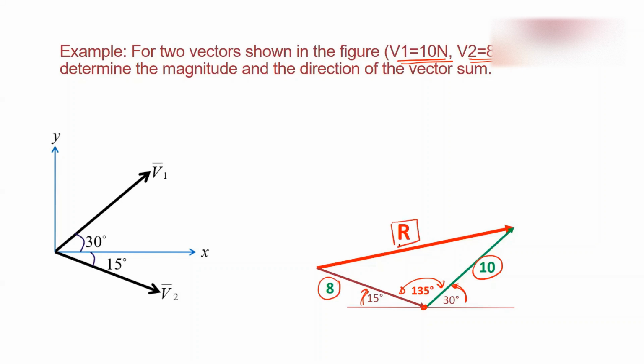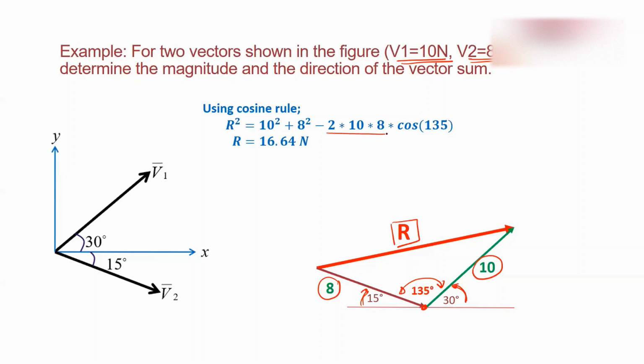If I write the cosine rule to find R, I can write R squared is equal to 10 squared plus 8 squared minus 2 times 10 times 8 cos 135. When I solve this, I get 16.64. This is the magnitude of the resultant force.